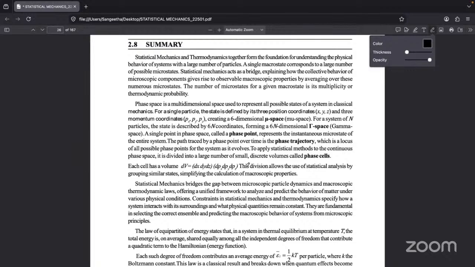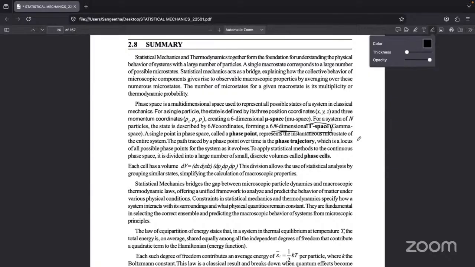Next, phase space. Phase space is a three-dimensional space in which we take the x, y, z coordinates. These xyz coordinates we call position coordinates. Next, the momentum coordinates are taken as px, py, pz. In total it is 6, so we call this a 6-dimensional space. This 6-dimensional space is also called K.